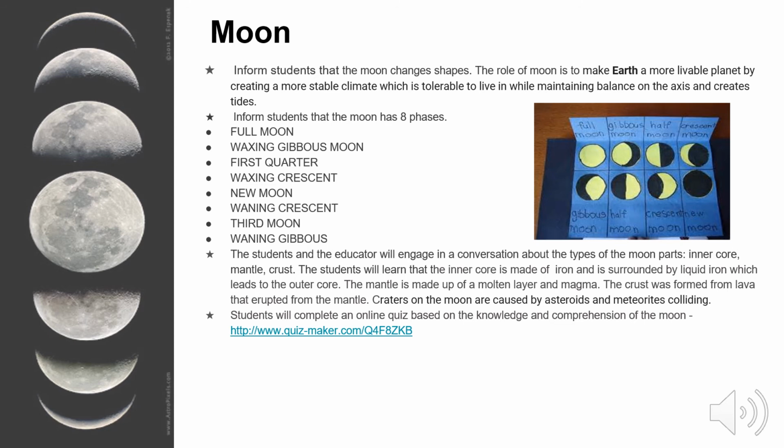Furthermore, the educator will explain to students that the holes they may see on the moon, which are called craters, are caused by asteroids and meteoroids colliding.